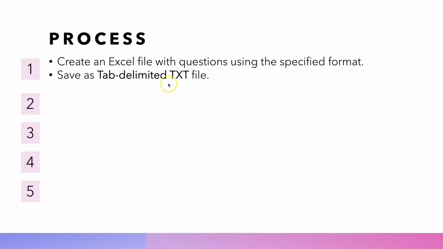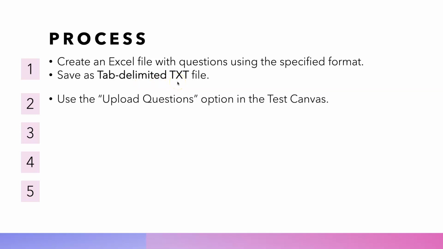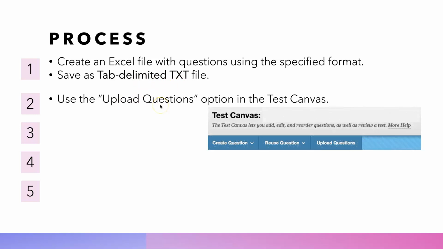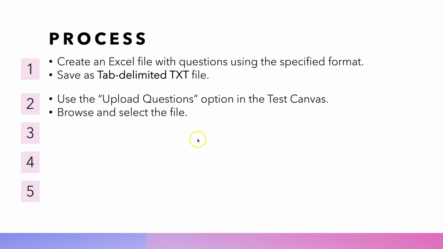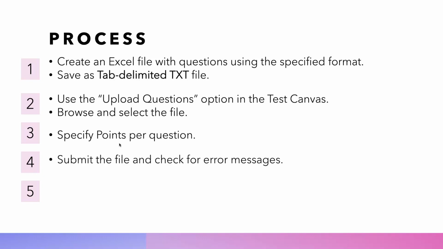Next, we save the file as a tab delimited text file. Next, we upload the file to Blackboard using the Upload Questions option. Once we select Upload Questions, we can browse and select the file that we have saved. We can specify how many points we want to allocate to each question. And then we submit the file.